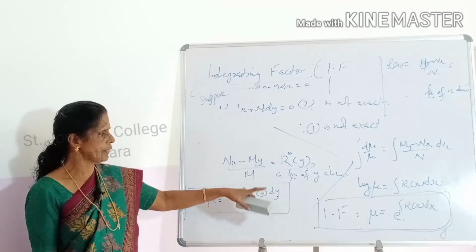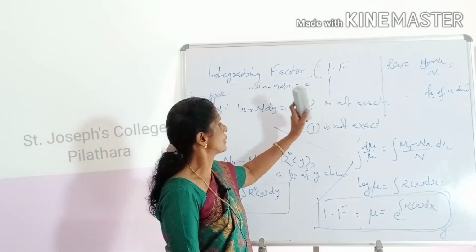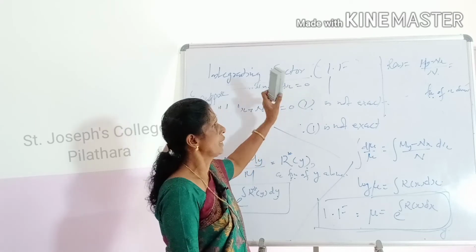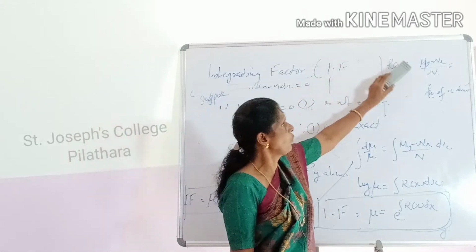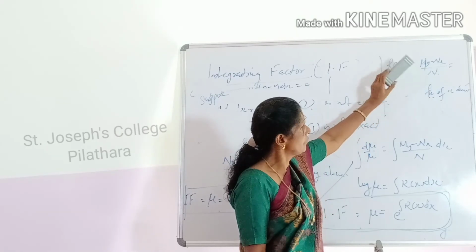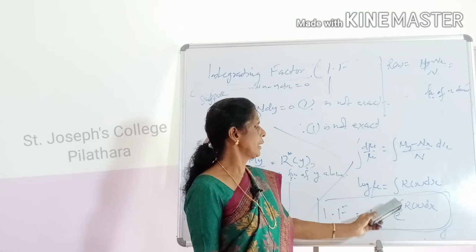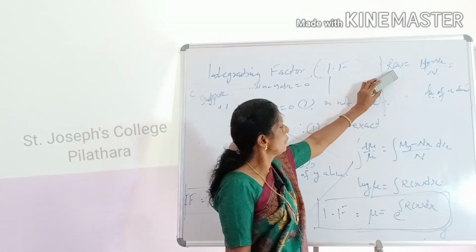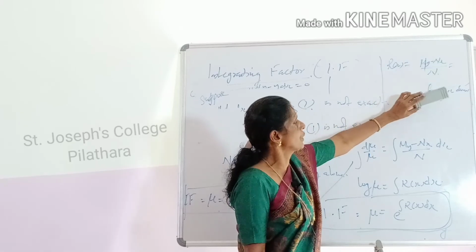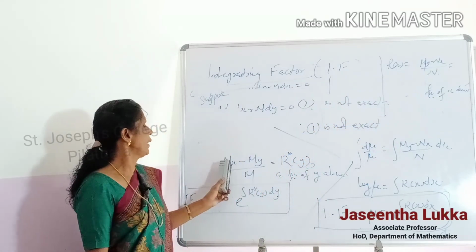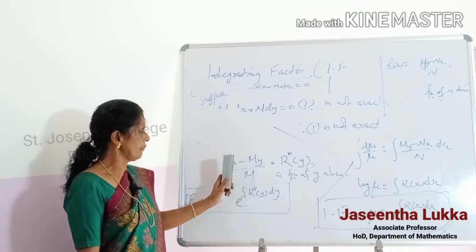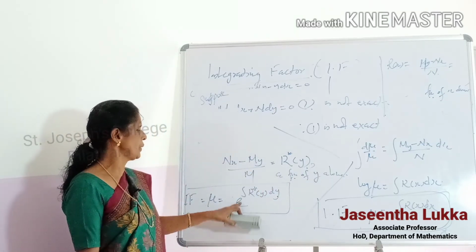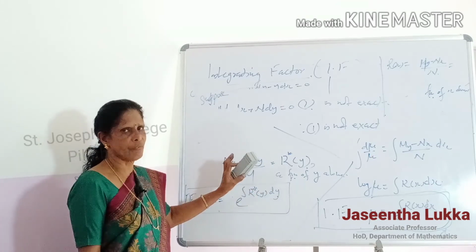I think it is clear. To find the integrating factor, first find Mx, My, Nx, and examine whether they are equal. If they are equal, the given equation is exact. If they are not equal, find (My minus Nx) by N. If it is a function of x only, then the integrating factor is e power integral of this function R of x dx. If it is not a function of x alone, then check whether (Nx minus My) by M is a function of y only. Then the integrating factor is obtained by the formula e power integral R star of y dy. I think it is clear.